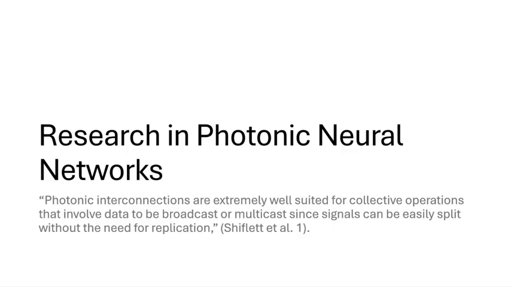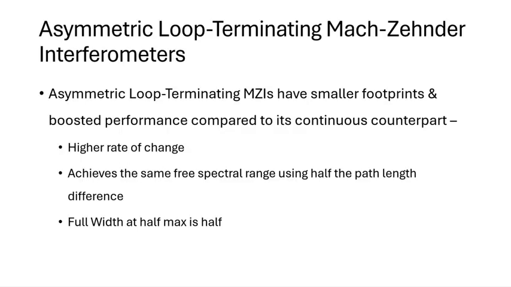Photonic interconnects are extremely well suited for collective operations that involve data to be broadcast or multicast, since signals can be easily split without need for replication. This feature is eye-catching in convolutional neural networks, as receptive fields of the input volume have shared parameters. Compared to its electronic-based counterpart, this is far more efficient, as broadcasts induce high energy costs in electronic circuits. First is the asymmetric loop-terminating Mach-Zehnder interferometers.